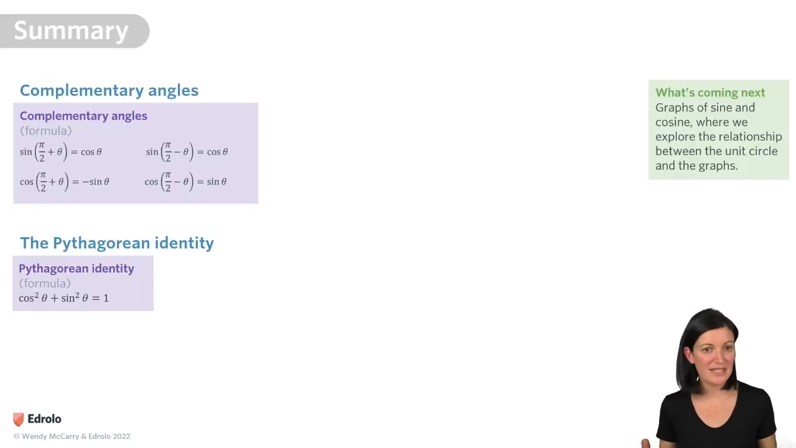All right, guys, so that's this lesson here. We just had a look at the relationship between sine and cosine and the complementary angles and also the Pythagorean identity. So next, we are going to have a look at the graphs of sine and cosine, and we're going to look at our knowledge of the unit circle in order to sort of generate those graphs.